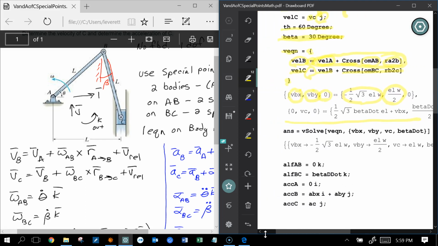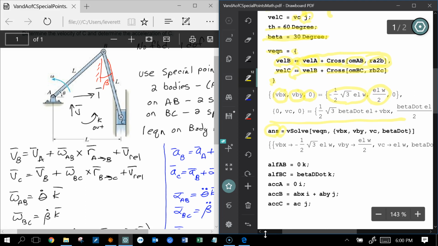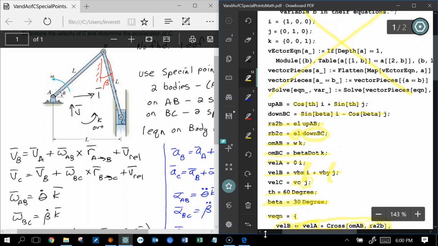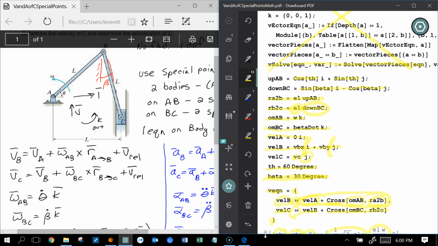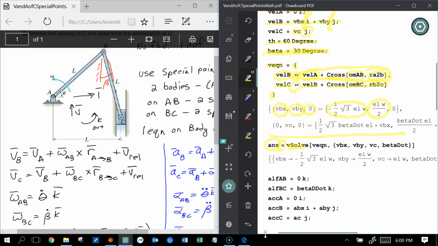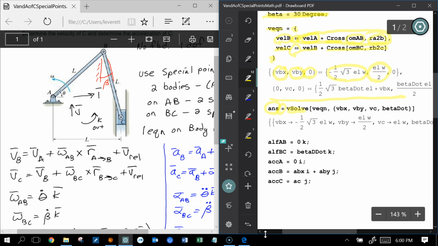Alright, then what you do is you solve the equation. So your answer, one equal sign, is equal to vsolve, something that I wrote that helps you do a solution of vector equations. What I've found is in previous versions of Mathematica, there was some difficulty solving vector equations, so I wrote my own. What I've seen recently is in the newer versions, it works just fine. You can just say Solve. You don't need vsolve. But if Solve fails, then try the vsolve.